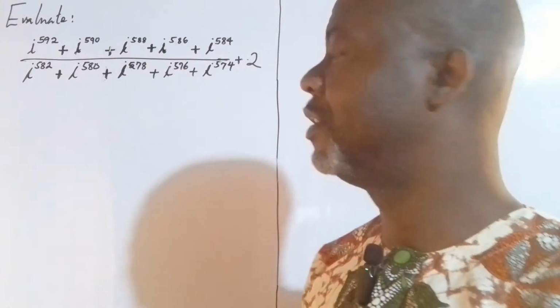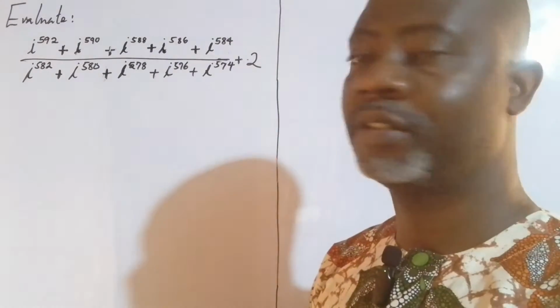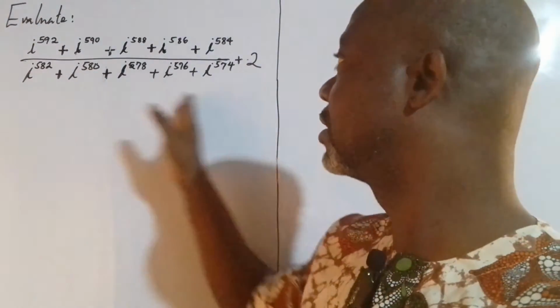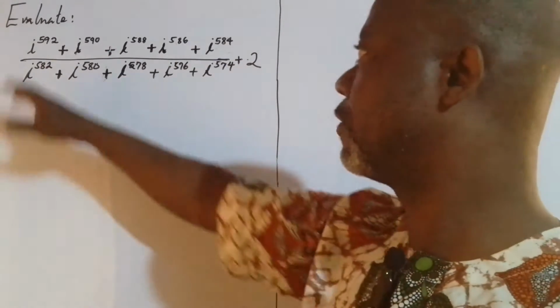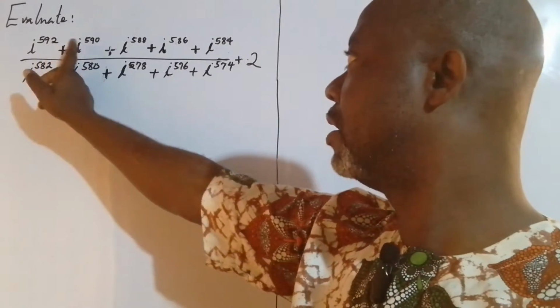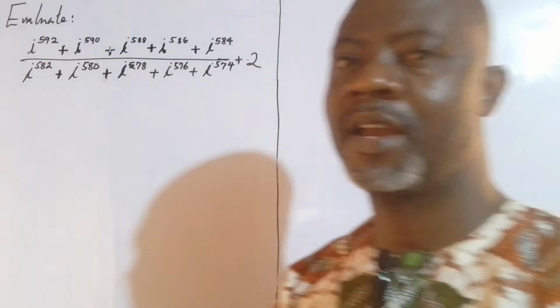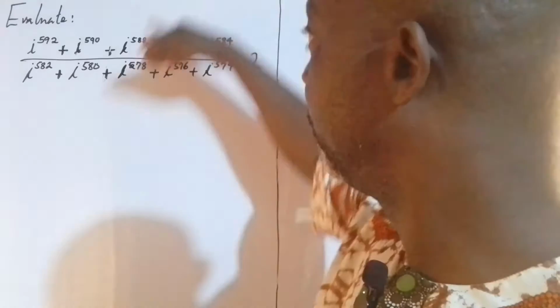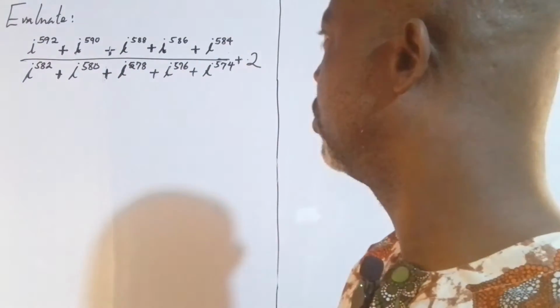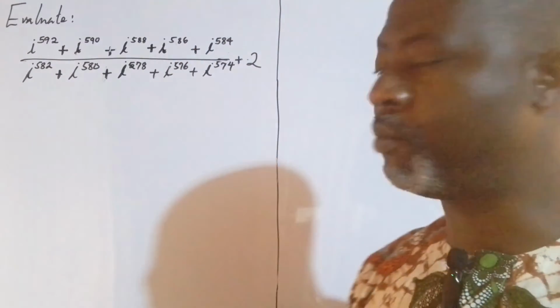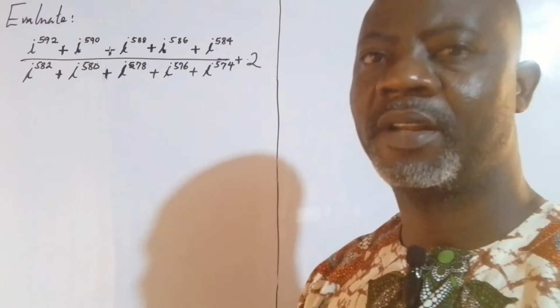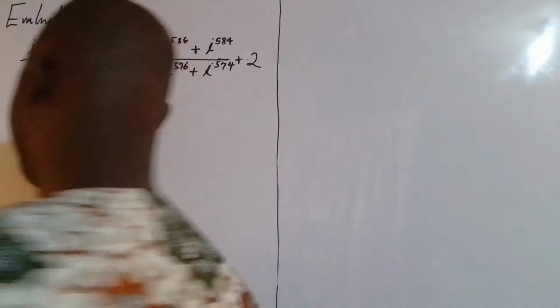Here we have a very interesting question. We have to evaluate this added to 2, the whole of this plus 2. Of course, you know all these are iota raised to various high powers, okay? And we have it at the numerator and then the denominator. So how do we evaluate this in order to arrive at an answer? That is the purpose of this video. If you are ready, let's get started. So we have a solution.